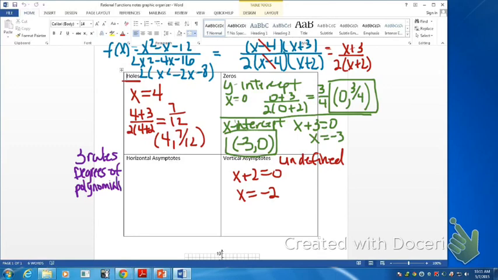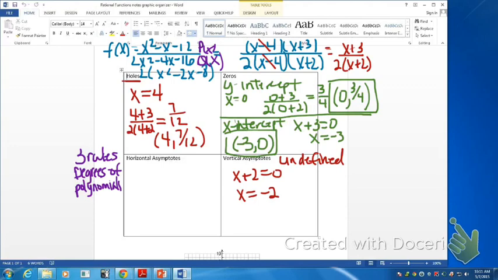I do not want to keep writing those polynomials over and over again, so I'm just going to give them separate names, okay? My numerator, I'm going to name P of X. And the denominator, I'm going to name Q of X. P of X and Q of X.